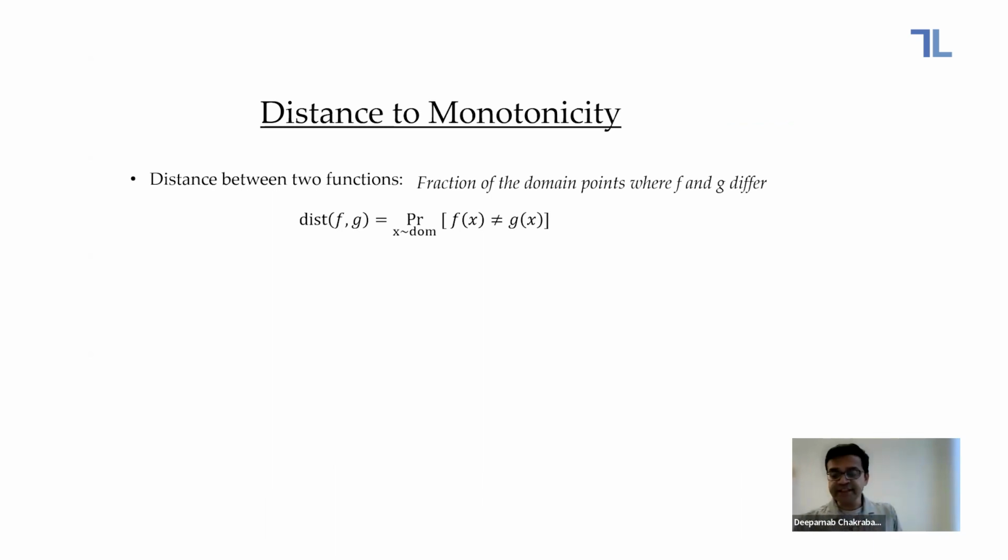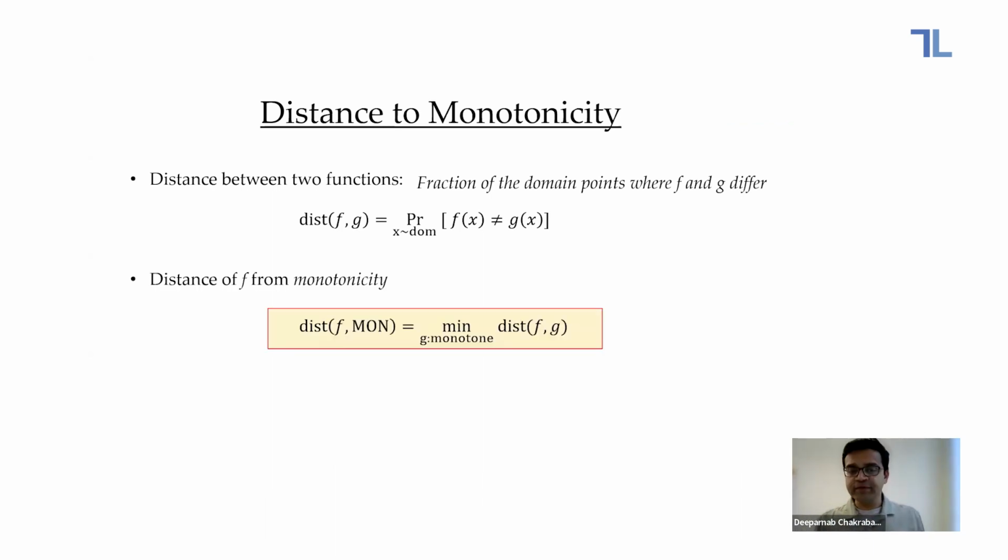Now, with this notion of distance, we can define the distance to any property, but in particular for the property of monotonicity, we define the distance between f and monotonicity as follows: I go over all monotone functions, look at the closest function to f in this notion of distance, and output that distance. So it's the min over all monotone functions g of the distance between f and g. Clearly, if f is monotone, g equal to f will imply that the distance of a monotone function to monotonicity is 0. So this parameter is some number between 0 and 1.